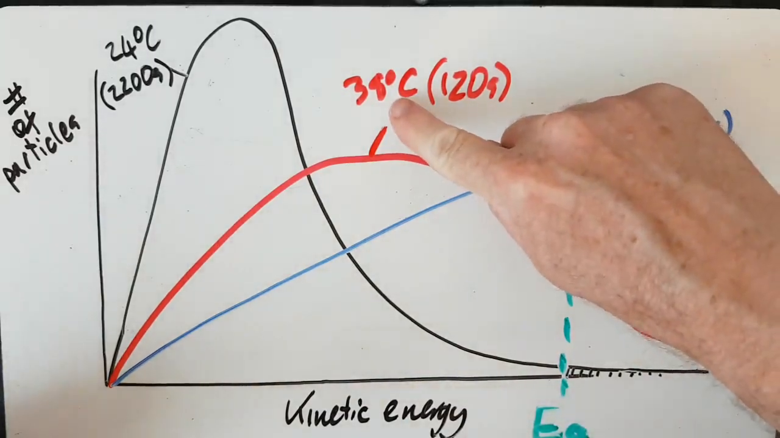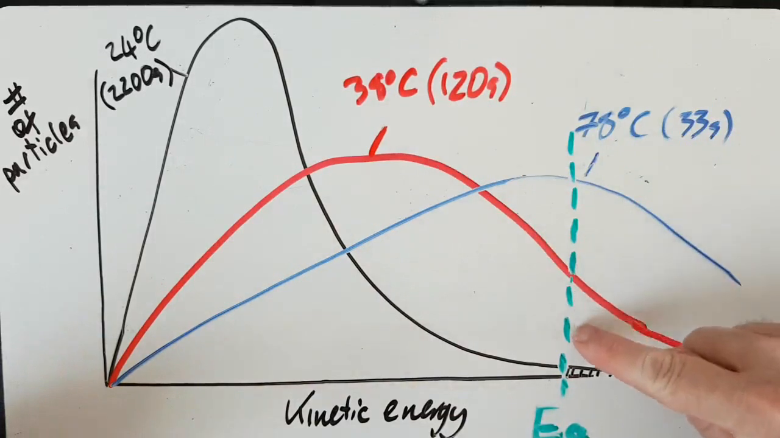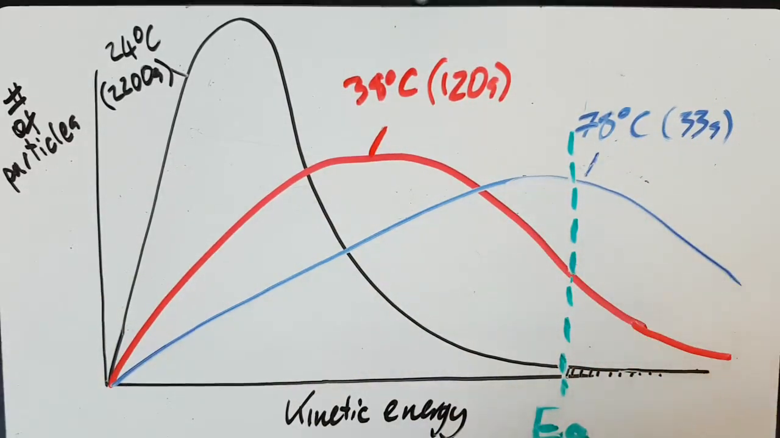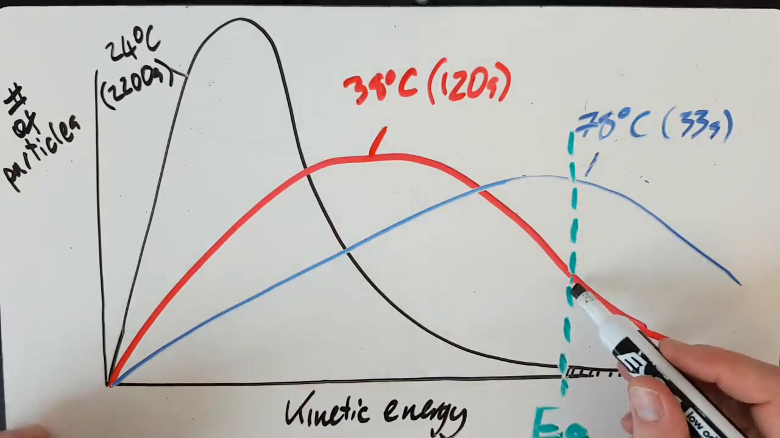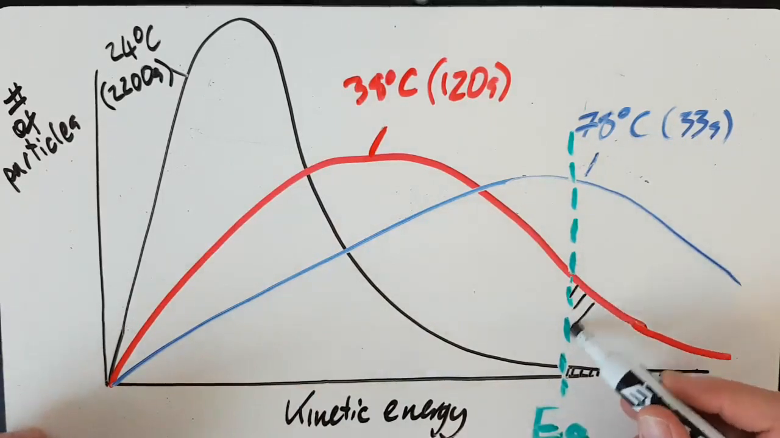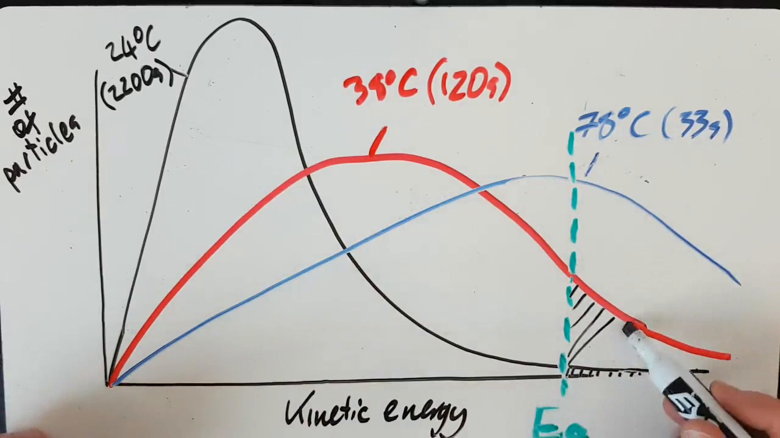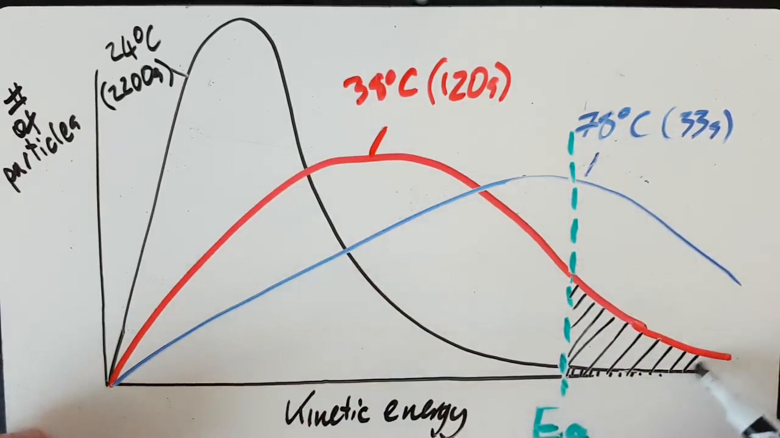At the hotter temperature, there's a lot more particles that have enough energy to react now. So at the hotter temperature, the area under the curve here, including this little bit, there are many more particles with enough energy to react, so the little dinosaur hatched quicker.